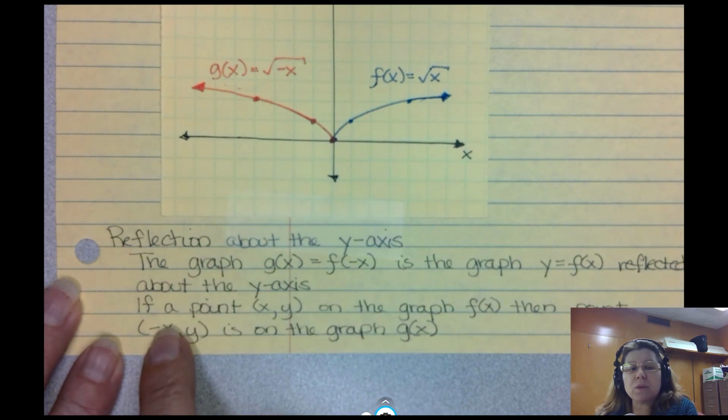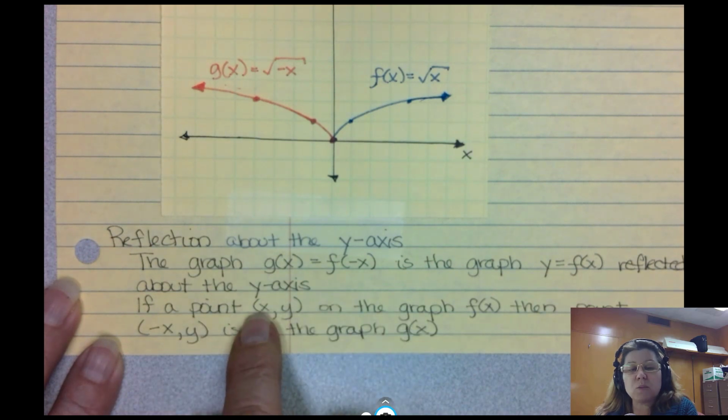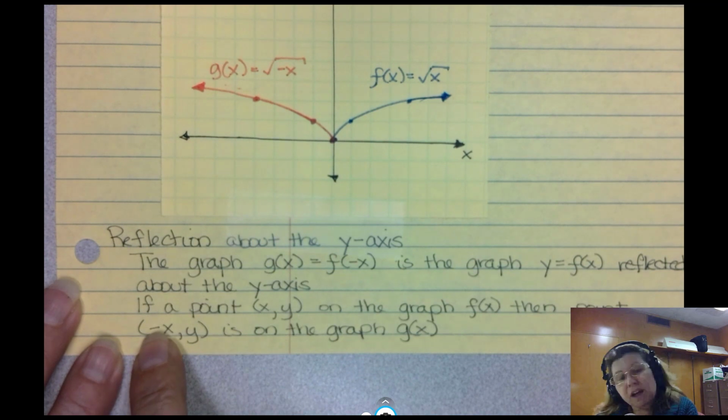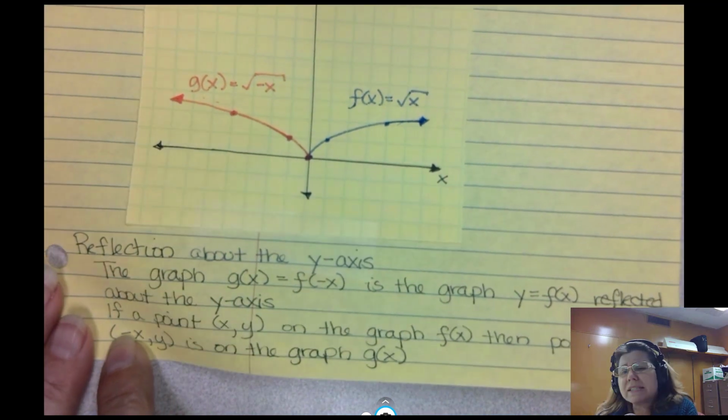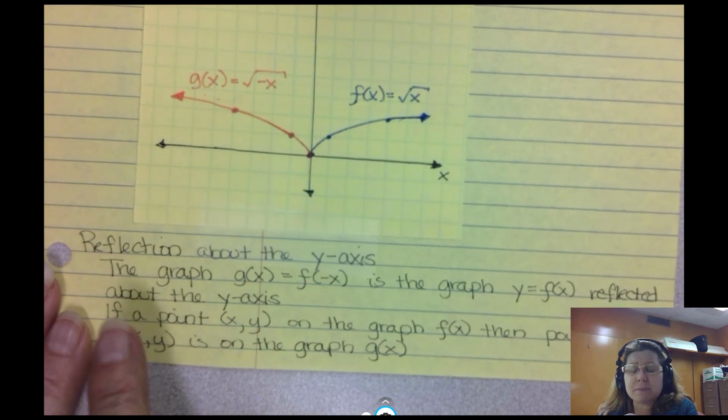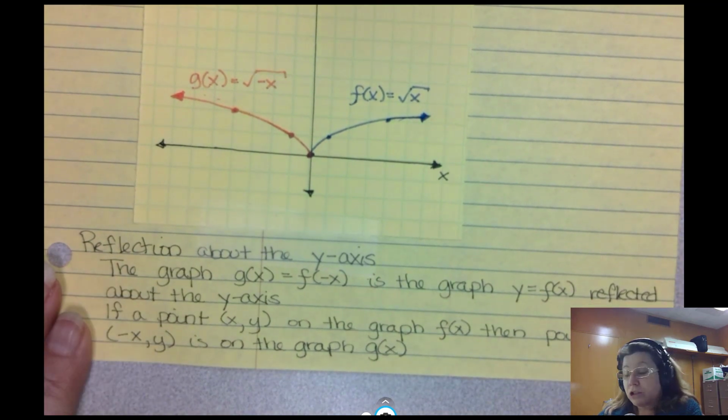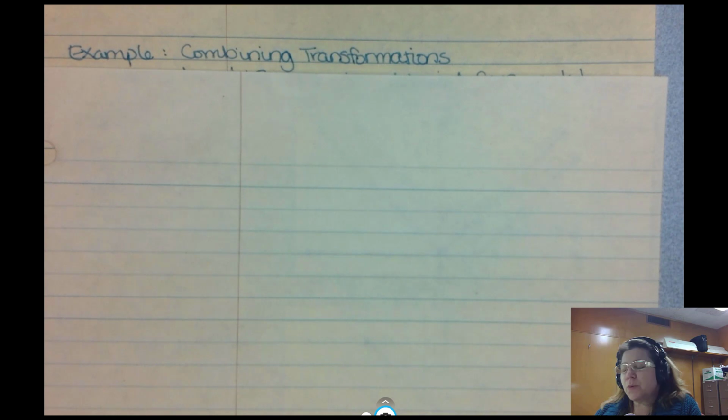Well, if we know that negative x, y is on g of x, then we only need to figure out f of x, and then any x value we get here, as long as it's valid, we can just take the negative of it, and it's less work that we have to do mathematically. Always think about, hey, this is going to save me some time in the long run once you learn these rules.